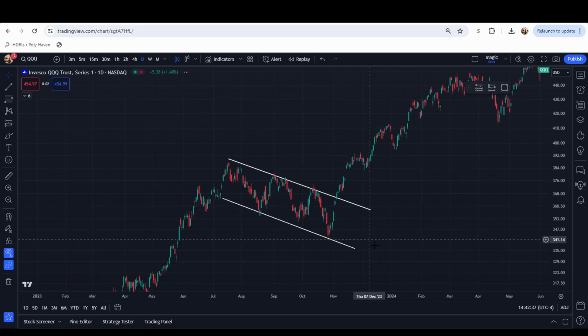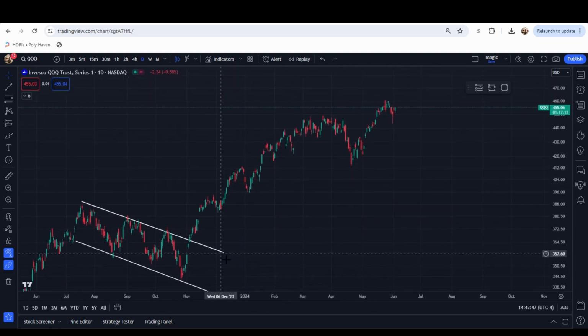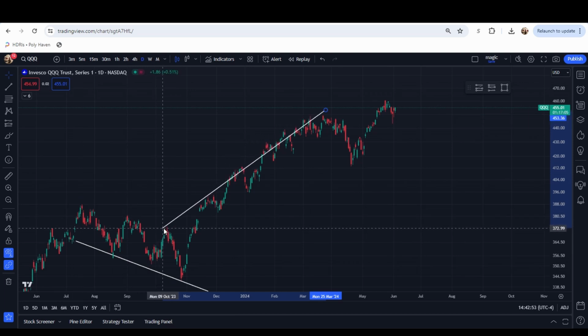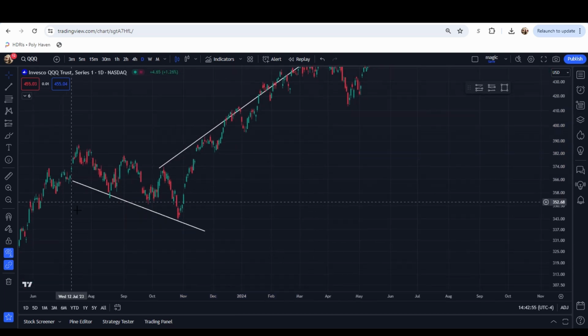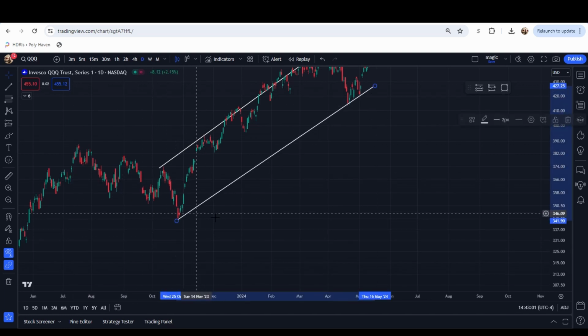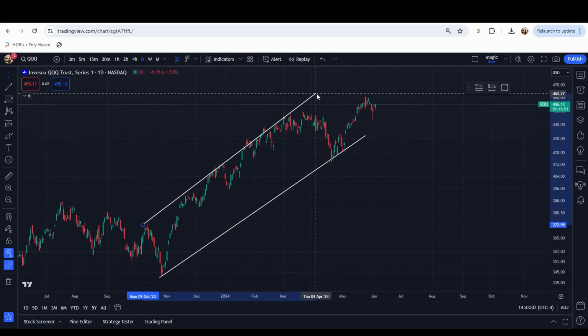So it's basically about training your eyes to see lower highs and lower lows. Now let's do the uptrend. It's the same thing except opposite. We want to look for higher highs and higher lows. Very simple. This is the uptrend. Why is this an uptrend?